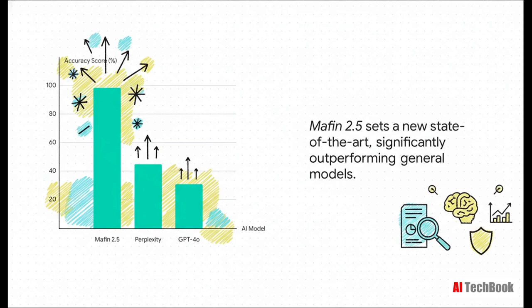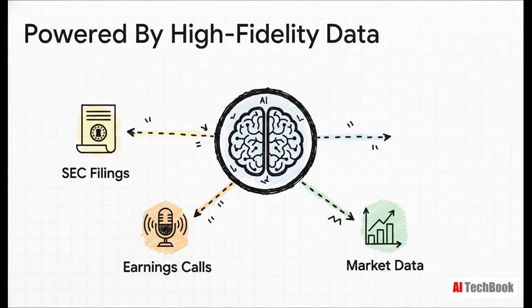And if you want to put that number into perspective, just look at this chart. On the very same benchmark, a powerful tool like Perplexity scored around 45%. And GPT-4o, one of the most advanced general models out there, came in at just 31%. This isn't just a little improvement. This is a massive, massive leap forward. Right, so a really crucial point here is that this incredible accuracy comes from two things: the brilliant PageIndex framework and the super high-quality data it's connected to. Mafin 2.5 has native access to SEC filings, earnings call transcripts, live market data, the whole shebang. It's not just reading better, it's reading the right stuff.